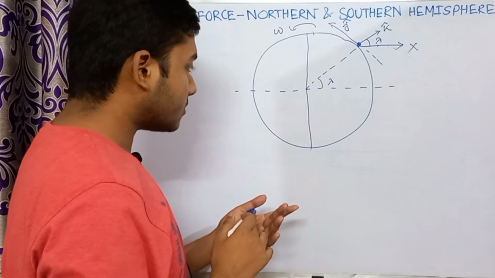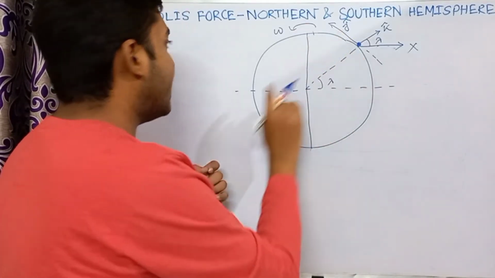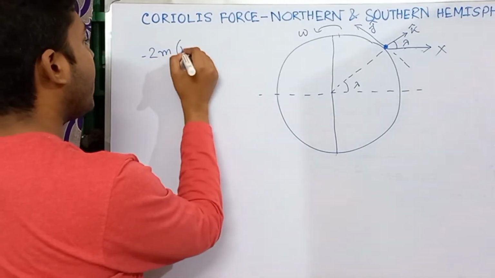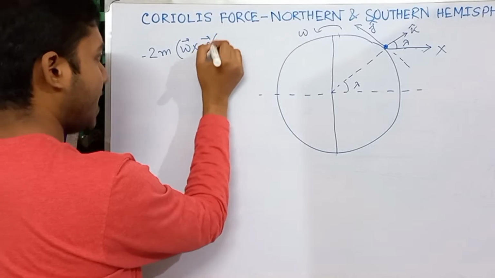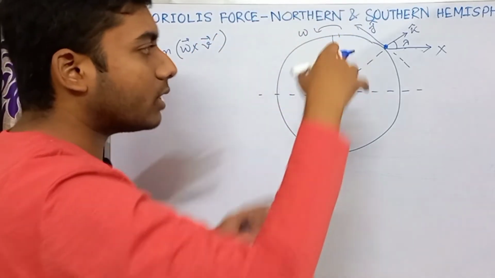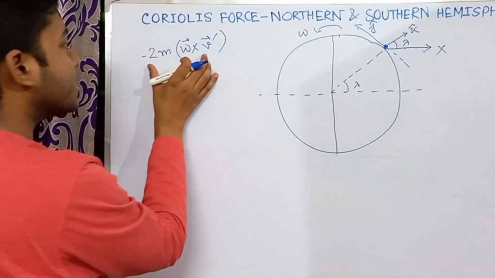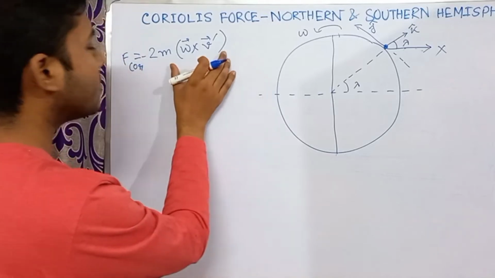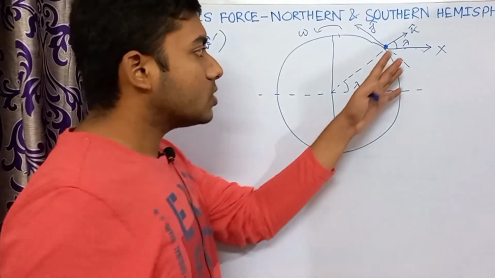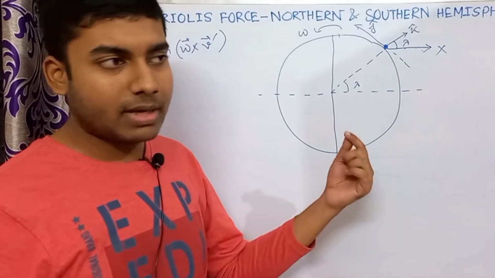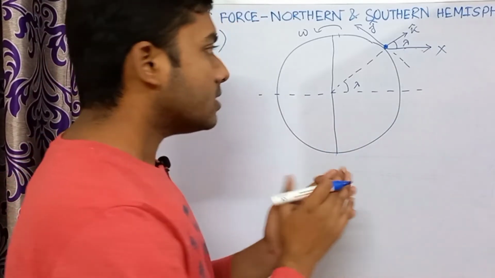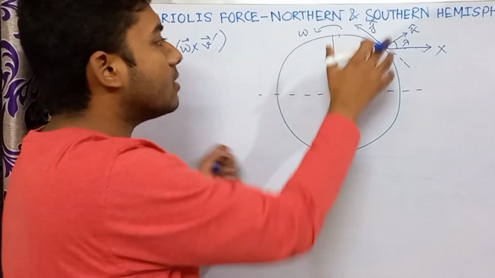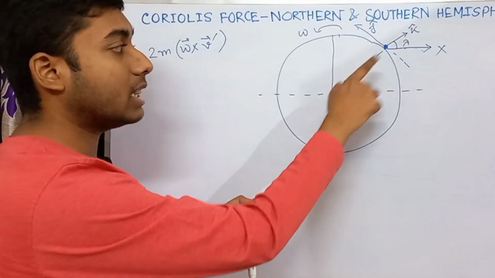Now the omega. As we know, the expression of the Coriolis force is minus 2m into omega cross v dash, where v dash is the velocity in the rotating frame of reference. So if the Coriolis force is this, we have to calculate omega cross v dash. v dash is given in the question, that the particle is moving in some direction. Now we have to express the term omega in terms of lambda.